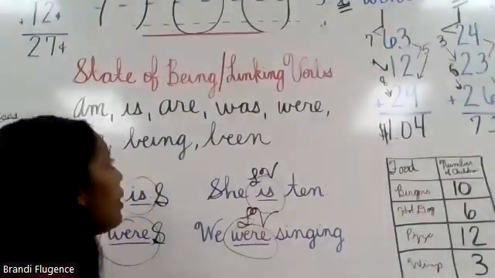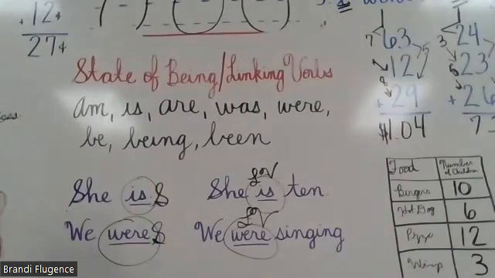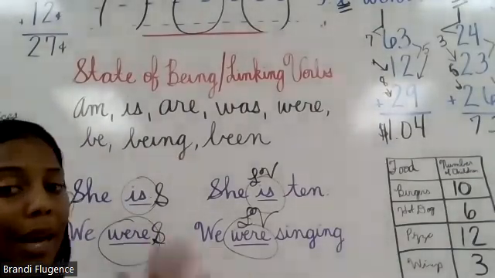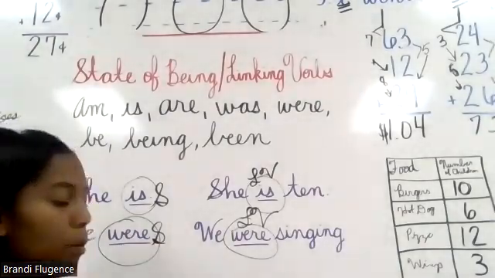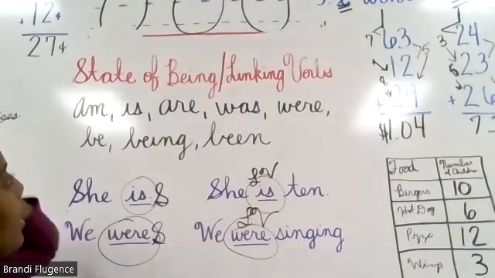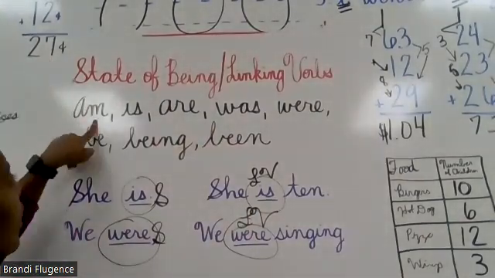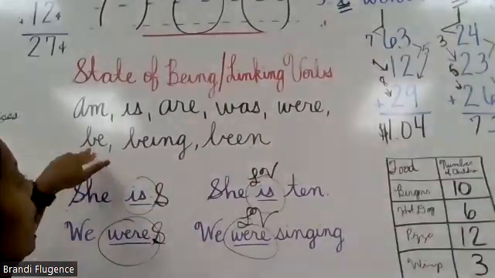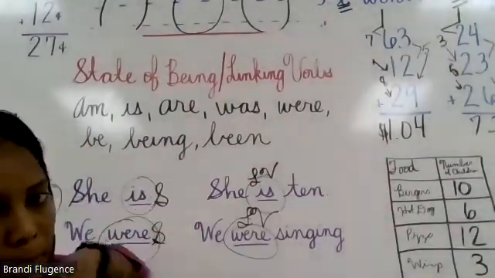So I think we're kind of clear on this. I just wanted to review it to refresh you guys. Tomorrow we'll go into helping verbs and then our test will be on Thursday. This will be our last test on verbs. When we get back from the break, we'll move on to adjectives, okay? All right, guys, so our state of being and linking verbs are am, is, are, was, were, be, being, been.